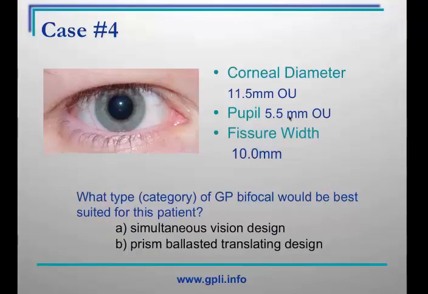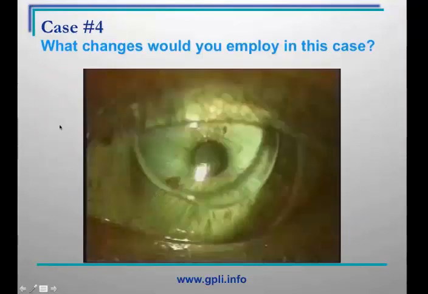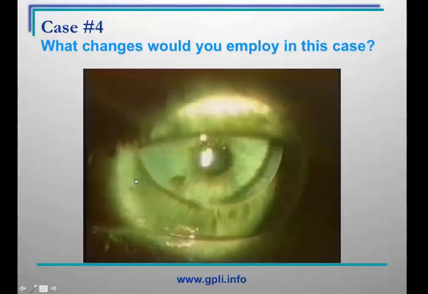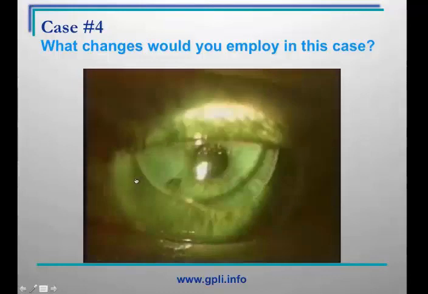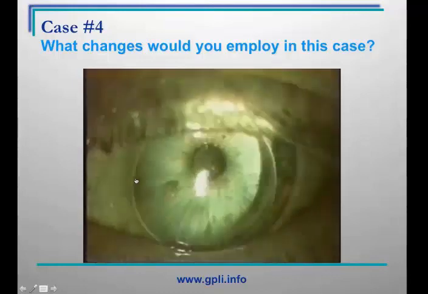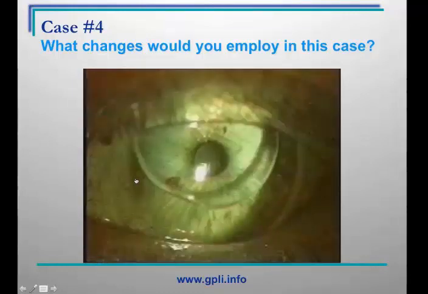Very likely a prism ballasted translating design. So let's go into the troubleshooting of these designs, and as you can tell here, this lens is being pulled up into the pupil, and keep in mind you want these lenses to only move about 1 millimeter when they blink. So when this occurs, you should in fact increase the prism ballast, again usually by about a half diopter, to hopefully keep that lens down so it is not raised very much with the blink.